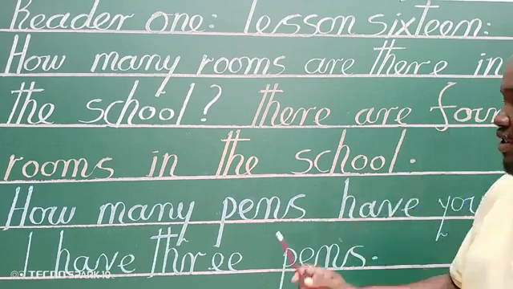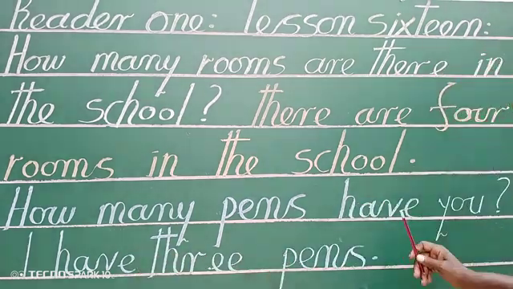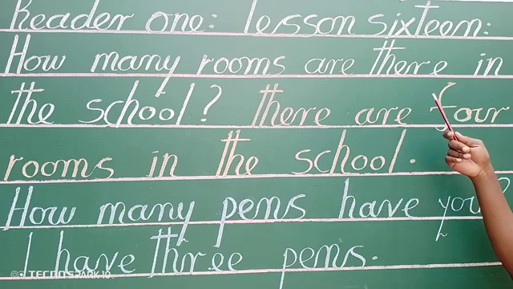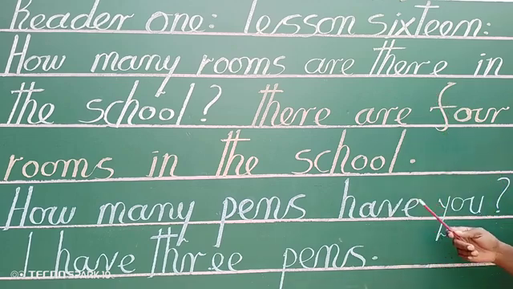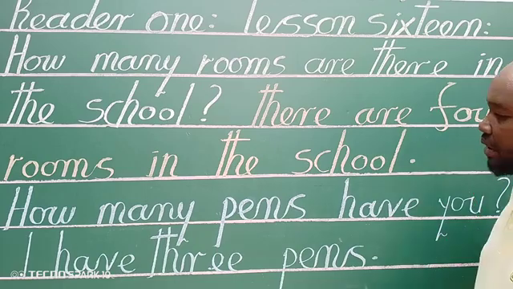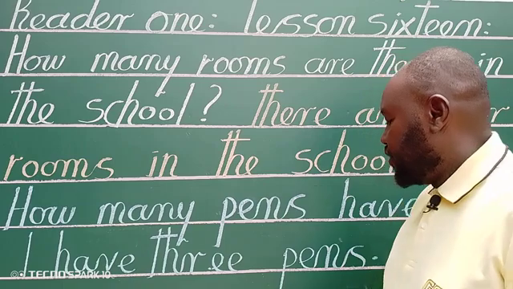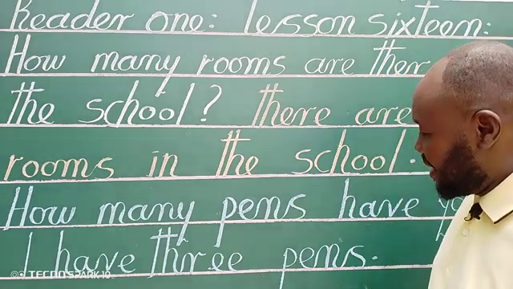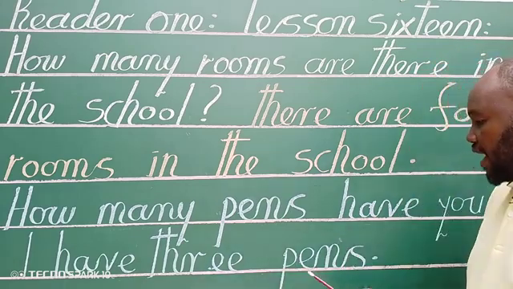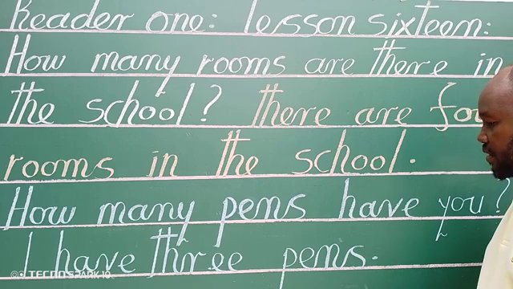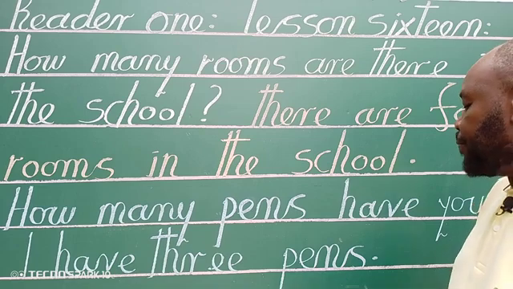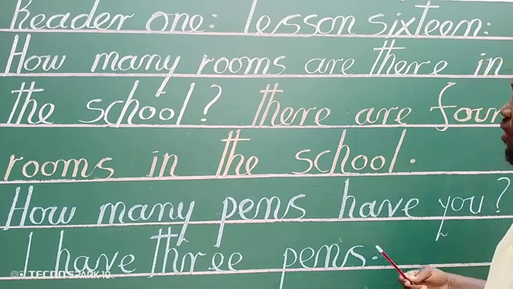And the second question: how many pens have you? This is different from the first question. How many pens have you? Here it is so simple. You have to say, I have 3 pens, for example. If you do not have, you have to say I have not, or I haven't. I haven't pens. These numbers should be changed according to the number of pens you have.